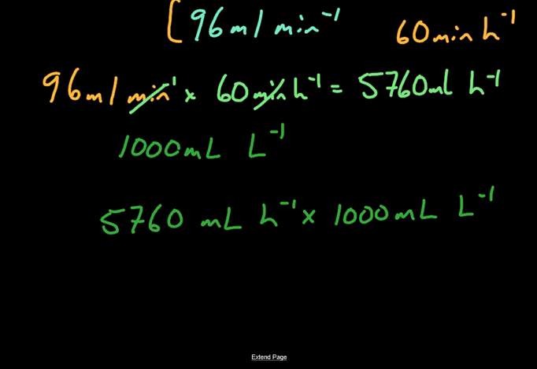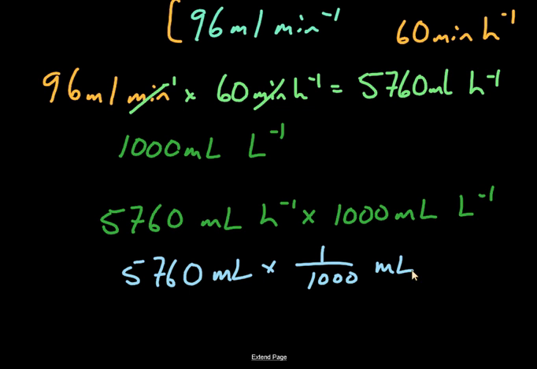So watch what I'm going to do. I'm going to say 5760 mils. I'm just going to leave off the hours here for a sec, don't worry about that right now. Times 1 over 1,000. So I'm inverting, but I'm also going to invert all of this. So what's the inverse of milliliters? Mil to the negative 1. And what's the inverse of per liter? Just liters. Aha. So now what we're doing is exactly what we would expect.